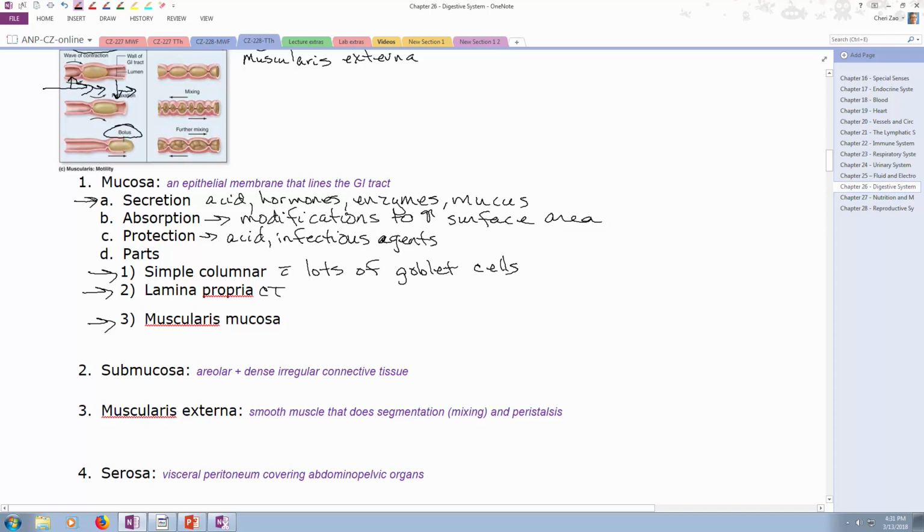But what about the oral cavity? Is it simple columnar in the oral cavity? No, that's stratified squamous epithelium. Again, this is a generalization, but you know in the oral cavity that's stratified squamous epithelium. And what about your esophagus? Do you think the esophagus has to be toughened up a bit? So we'll find still stratified squamous epithelium in the esophagus. But once we get into the stomach, it's going to be simple columnar.